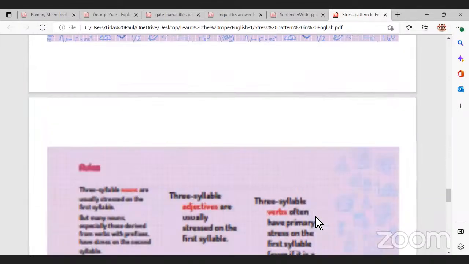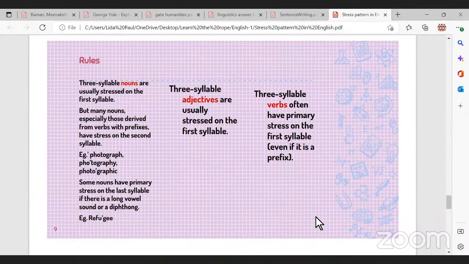Now, trisyllabic words, again, 3-syllable nouns are usually stressed on the first syllable. 3-syllable adjectives are usually stressed on the first syllable, right? Again, the same rule, whether disyllabic or trisyllabic, the stress for nouns and adjectives usually falls on the first syllable. So we can maybe come up with a general rule that if you have a noun or an adjective or an adverb, usually the stress is always on the first syllable, right?